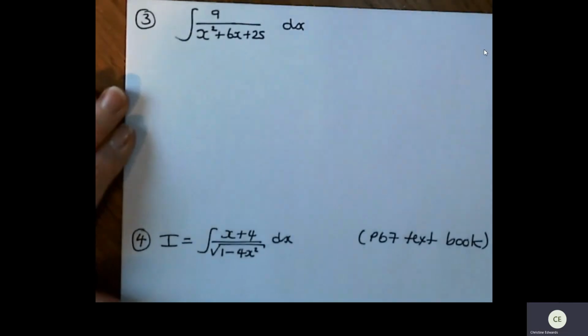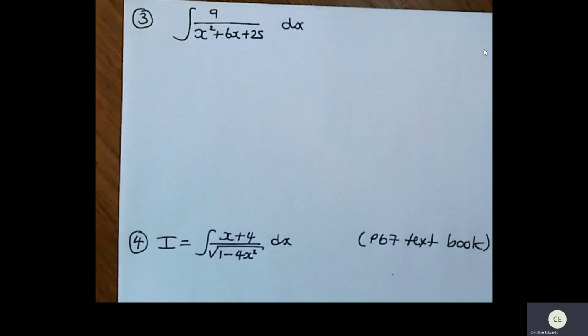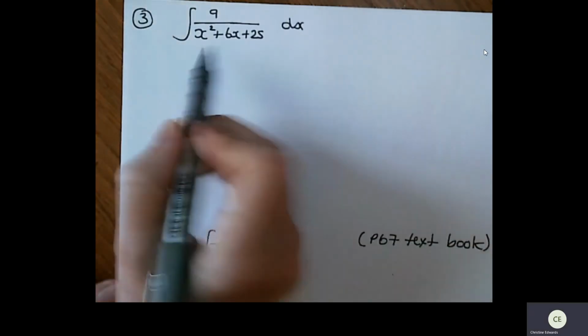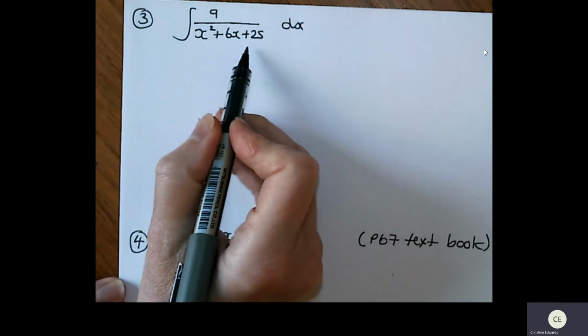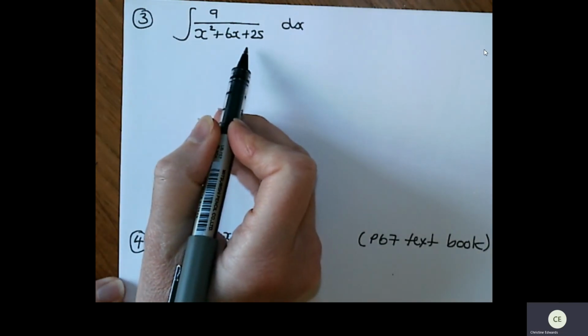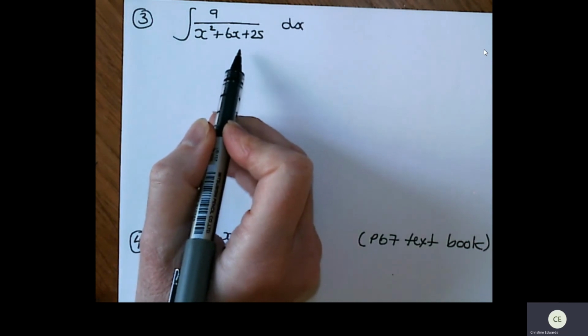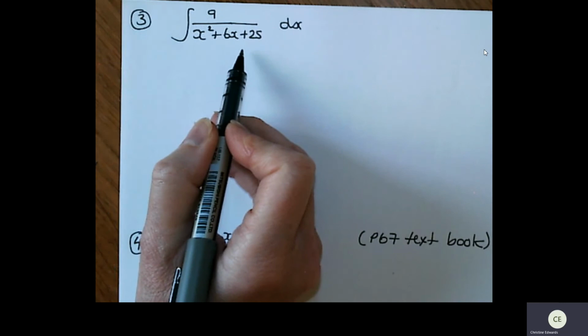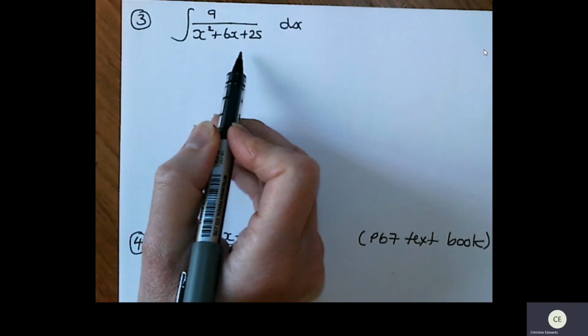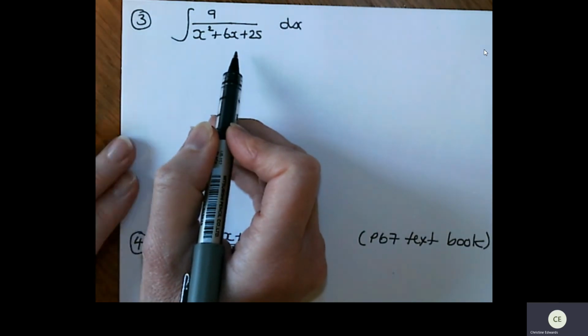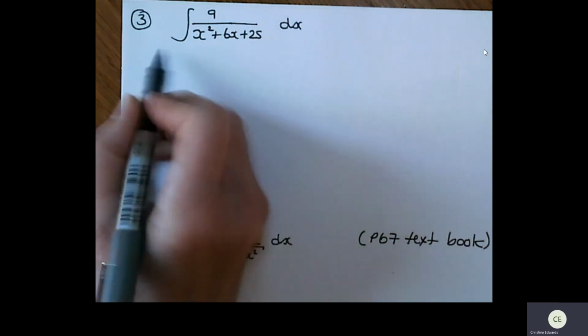So, question 3. I'm unable to factorise the bottom and use partial fractions. So the method I'm going to use is completing the square so that I generate 2 squared terms on the bottom, and that will then allow me to compare to the formula book and use the appropriate inverse trig integration.